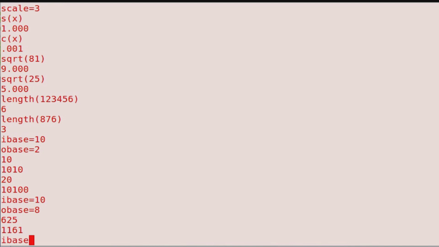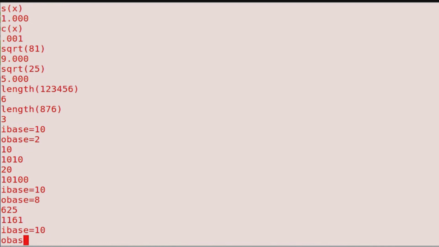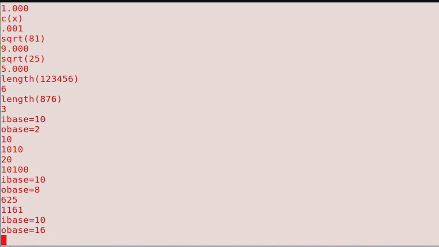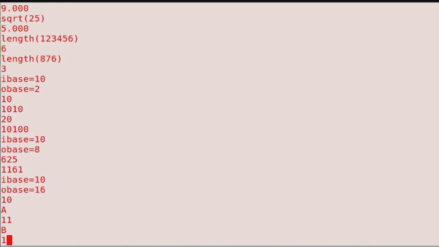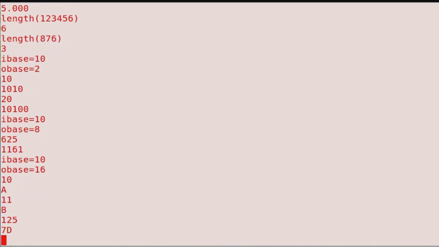Then we have given ibase=10, obase=16, which will take input in the decimal number system and it will give the result in hexadecimal number system. When 10 is given, it has returned capital A. Capital A is a hexadecimal equivalent of decimal number 10. Then when we gave 11, it has returned the value of capital B. When we gave 125, it has returned the value of 7D. 7D is a hexadecimal equivalent of 125 in decimal.